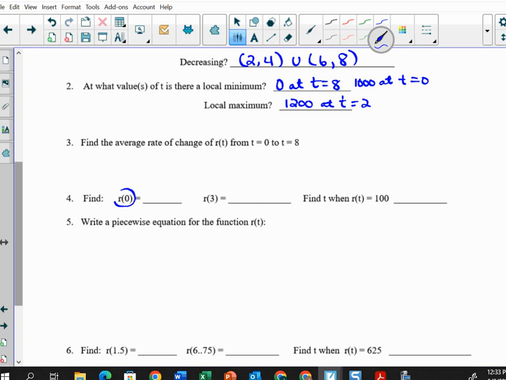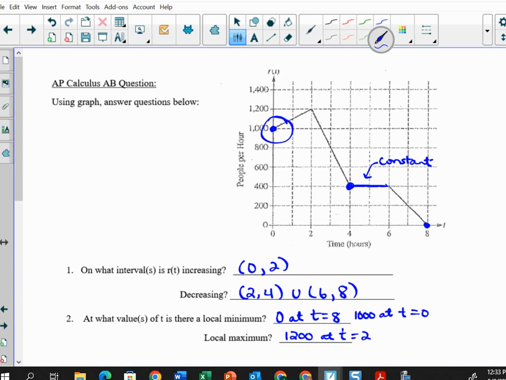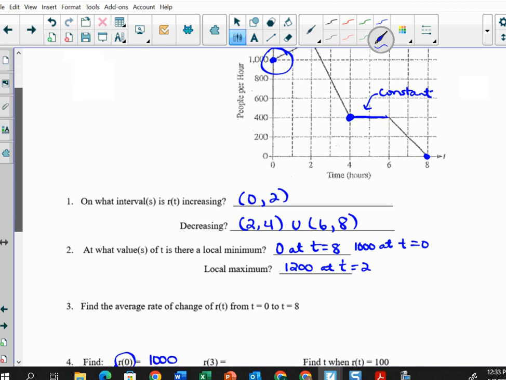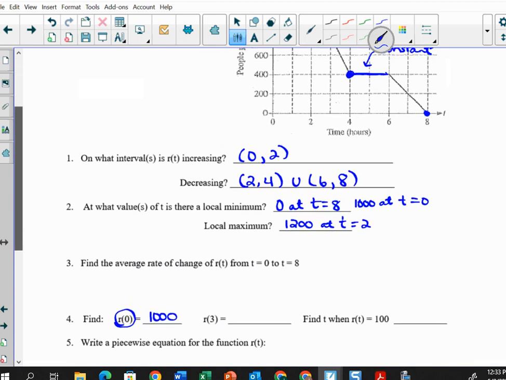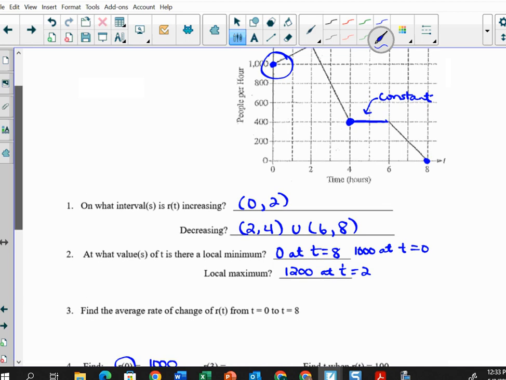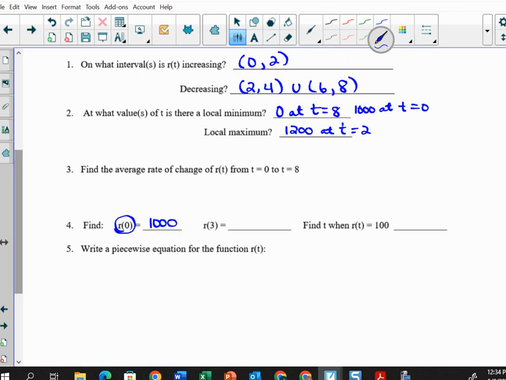What does it mean to find r of 0? Yeah, look at the graph. What's the y value when your t is 0? So what do we get there? 1,000, yes. Because this graph is called r of t. Yep, that's the name of the function. Okay, the next one says r of 3. What's that going to be? 800, good.